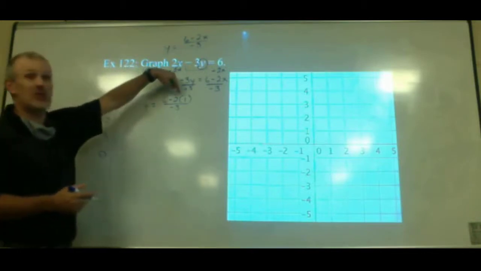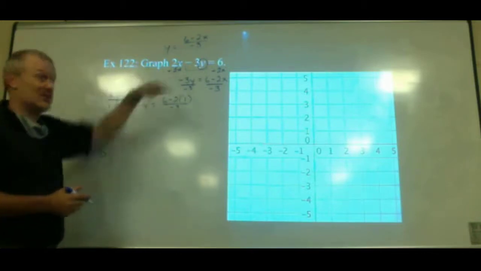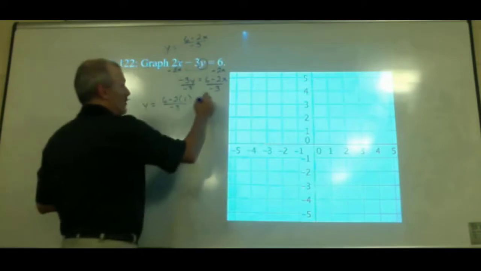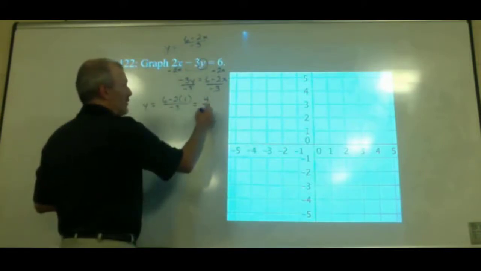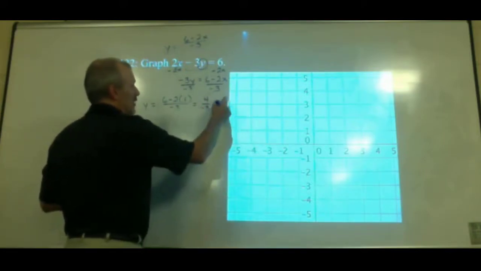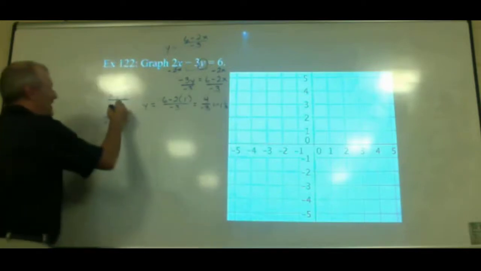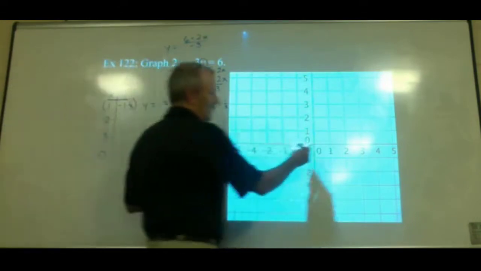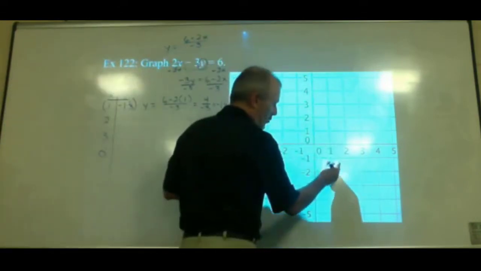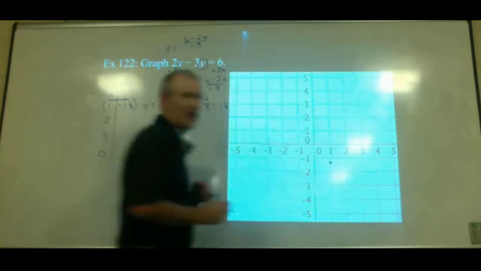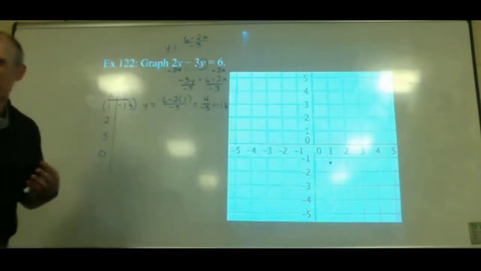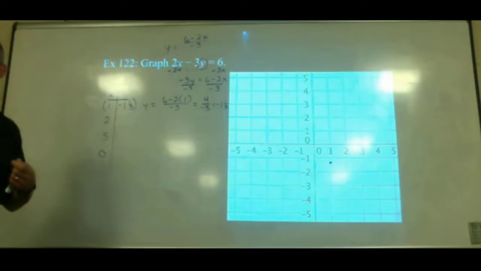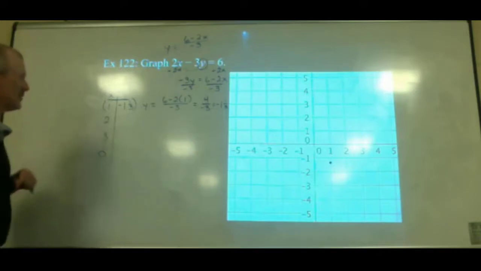Okay, so this is 2 times 1 is 2, and 6 minus 2 is 4 over negative 3, and that's negative 1 1/3. So not ideal, but we can probably graph that fairly easily. So 1 to the right, and then down 1 1/3, about right there. But I'm kind of having to guess, right? That makes sense? All right, let's go to the next one.